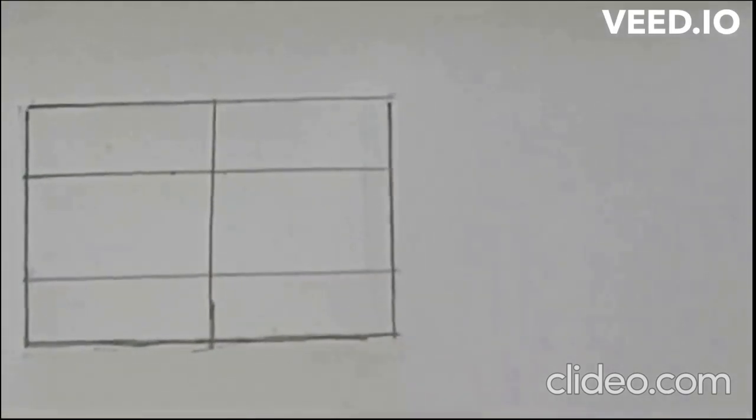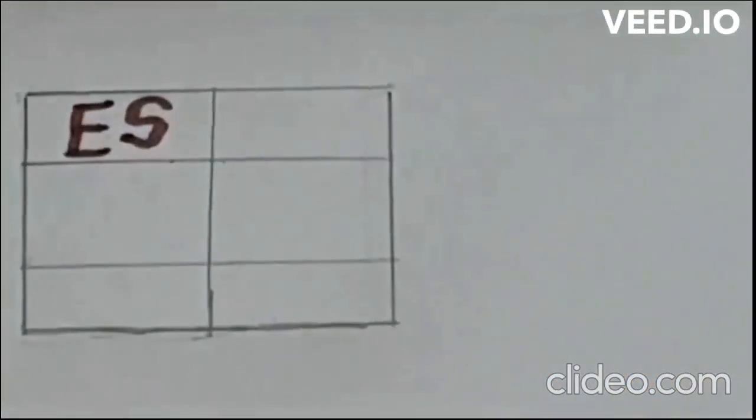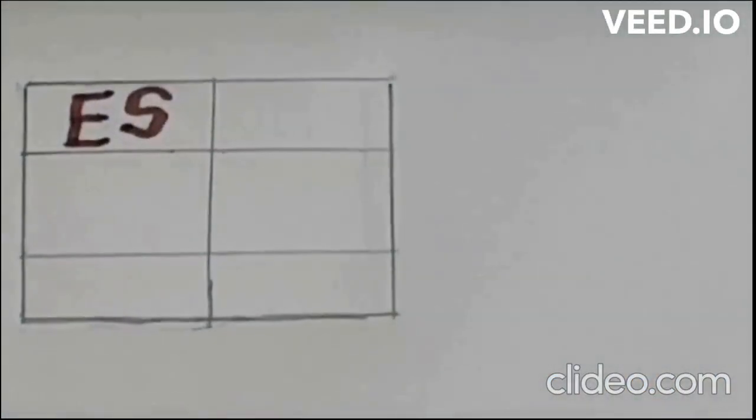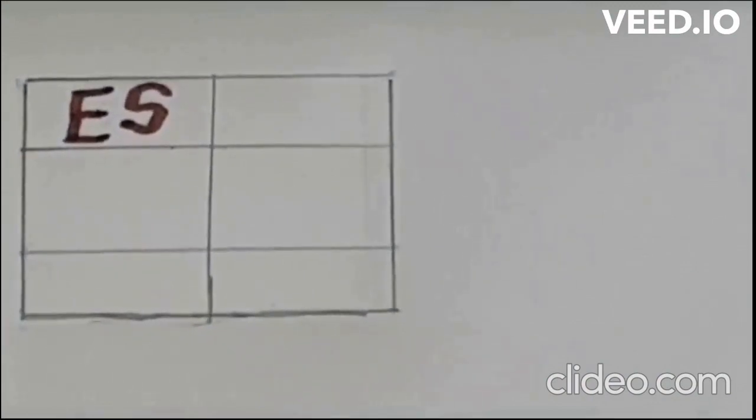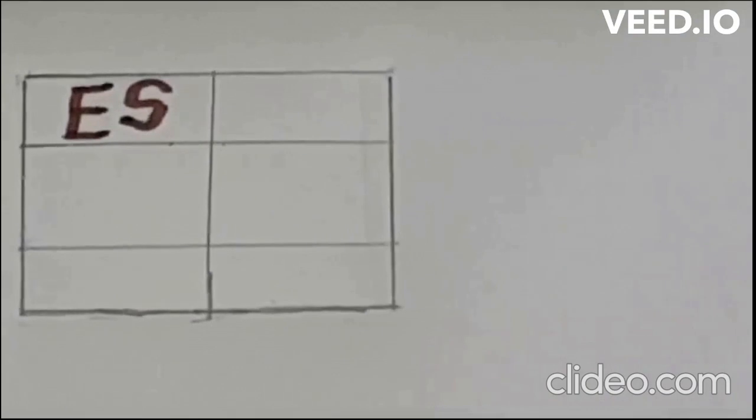You can just write it as ES. The next box represents the earliest finish. You can just write it as EF.